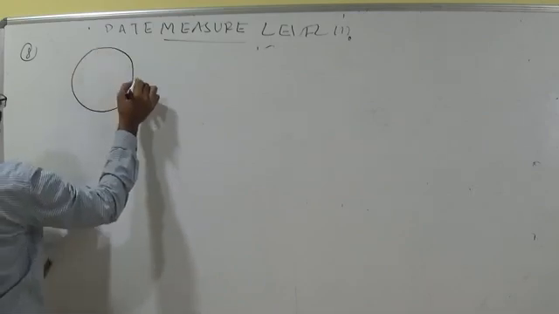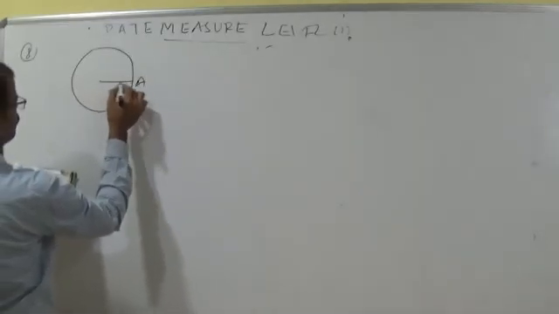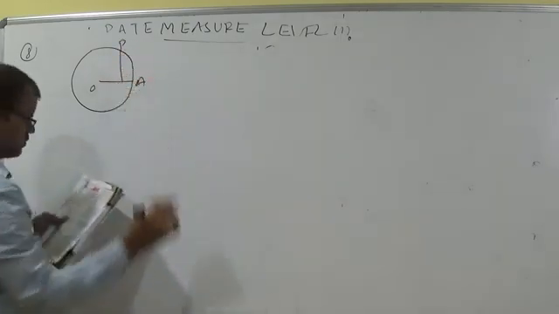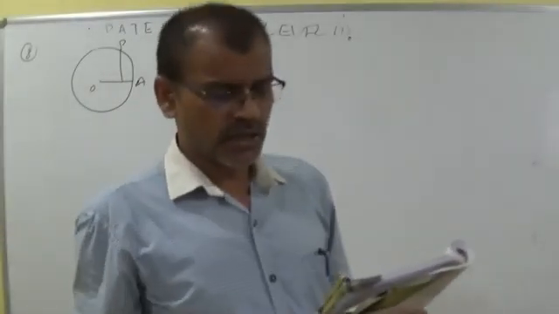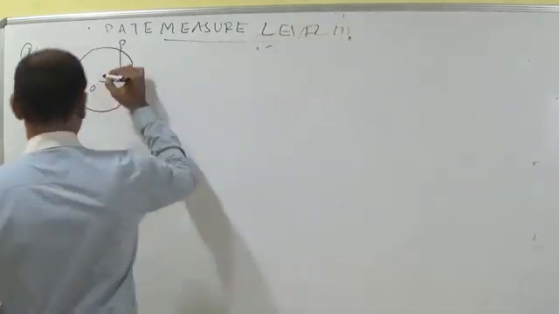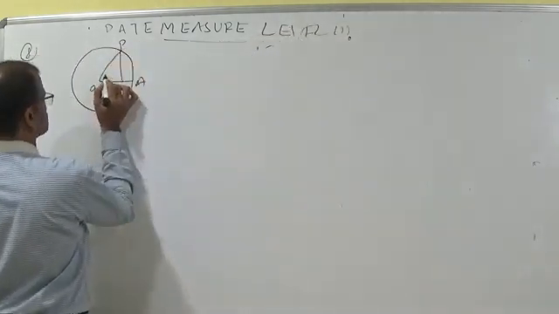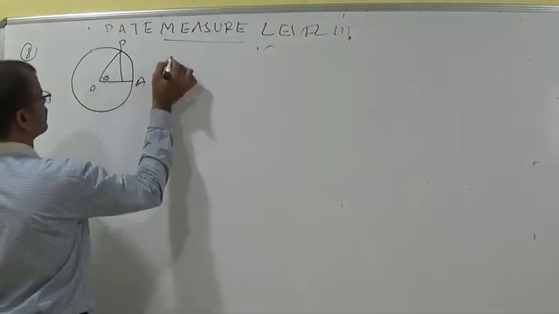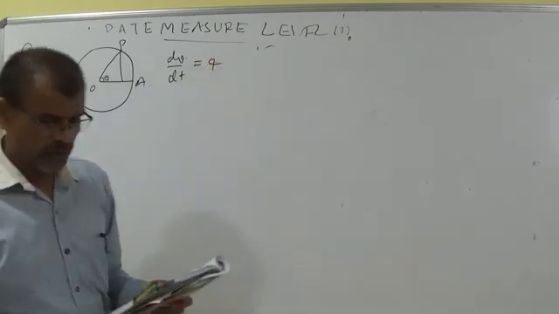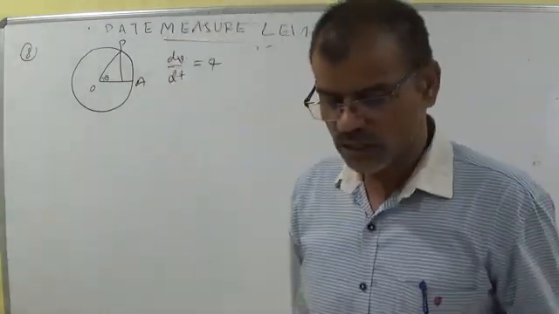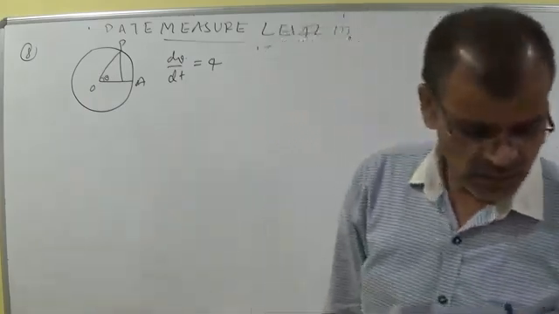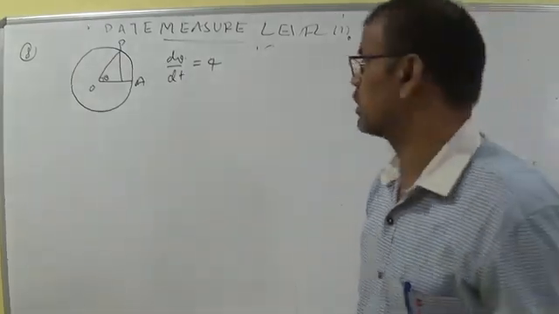A is the particle. Let the center be O. This is O, this is A, and this is P. The same data is given. If particle P starting from A moves on a circle with angular velocity 4 radians, the same concept is given. This is theta. Given d theta by dt is equal to 4 here also. And M is the foot of the perpendicular from P on the diameter. Then find the rate at which M is moving on the diameter.